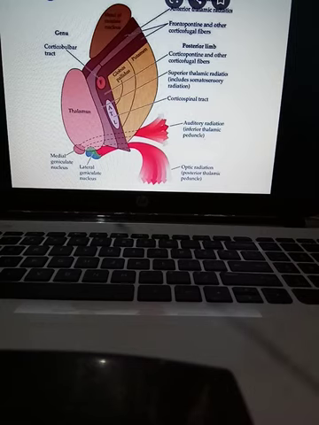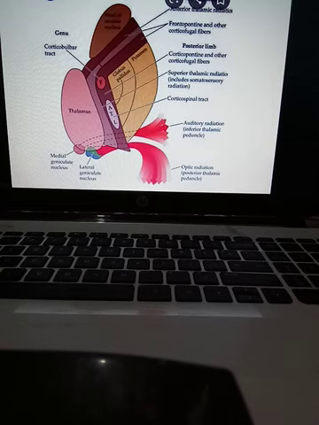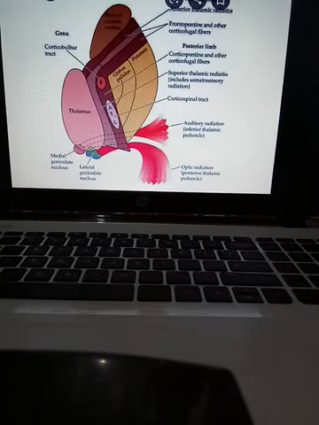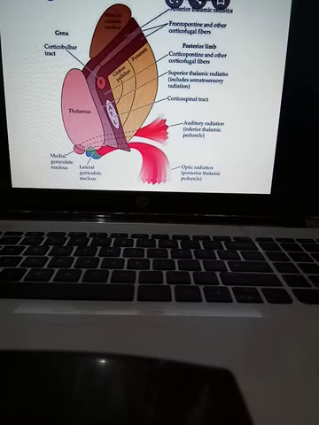Superiorly, your internal capsule fans out as corona radiata, but inferiorly it becomes more compact and forms the crus cerebri of your midbrain. You have seen in the previous pictures what corona radiata looks like. It is a fan shaped bundle of fibers. Superiorly your internal capsule forms the corona radiata, and inferiorly it forms the compact crus cerebri of the midbrain.